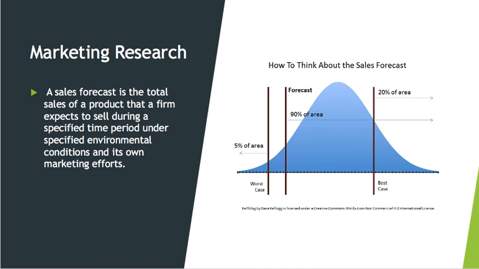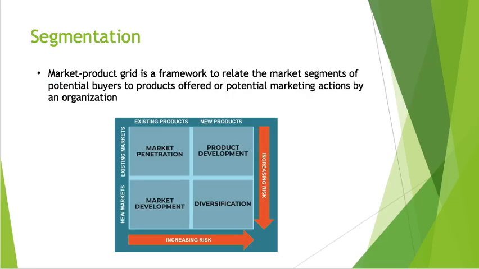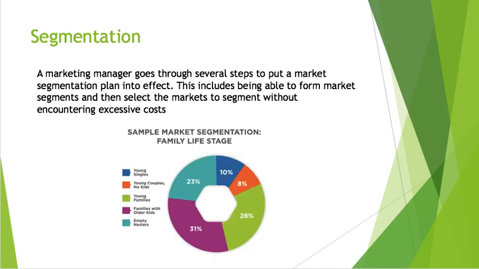Many times in market research, you're making forecasts based on decisions resulting from research. So understand what a sales forecast is: the total sales of a product that a firm expects to sell during a specific time period under specified environmental conditions and its own marketing efforts. Know what a market product grid is. Know that it is a framework to relate the market segments of potential buyers to products offered or potential marketing actions by an organization. So be able to recognize what a market product grid is.